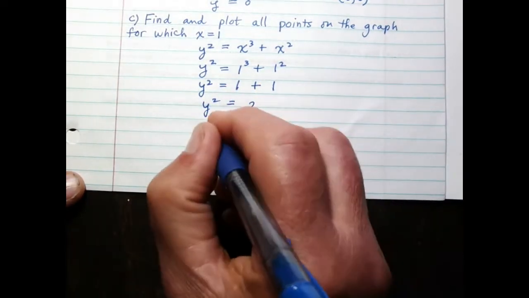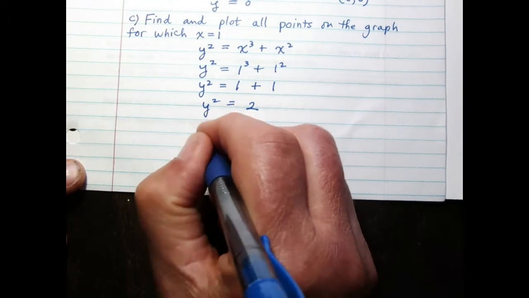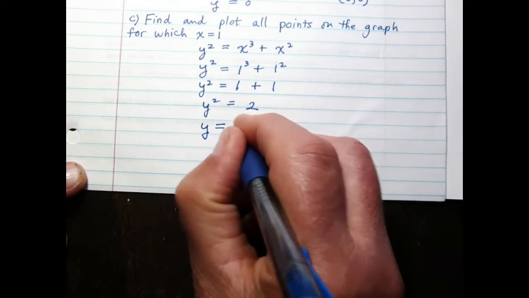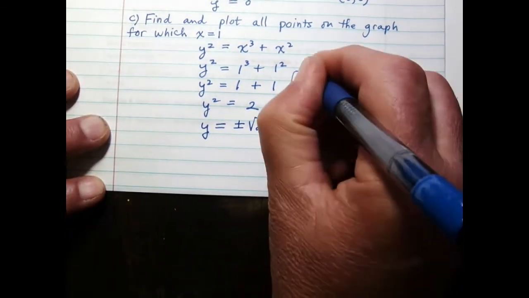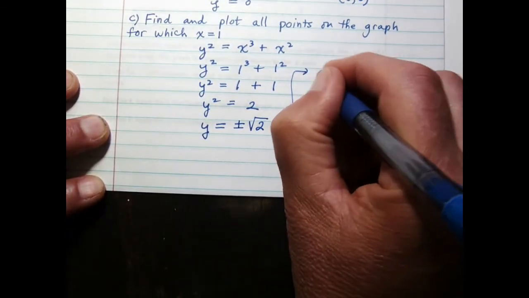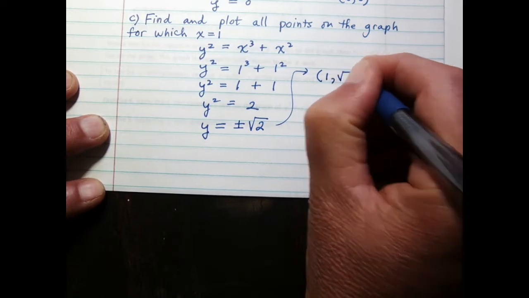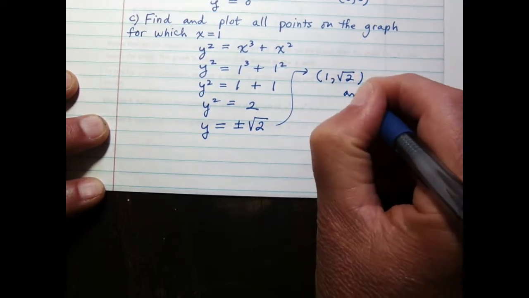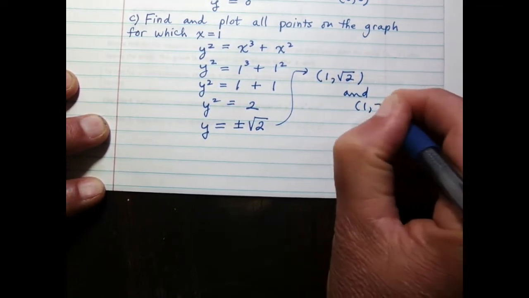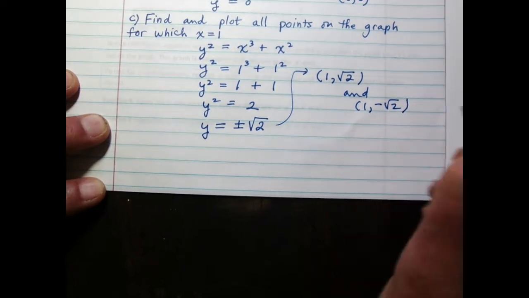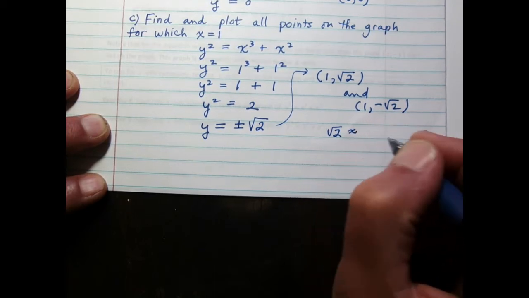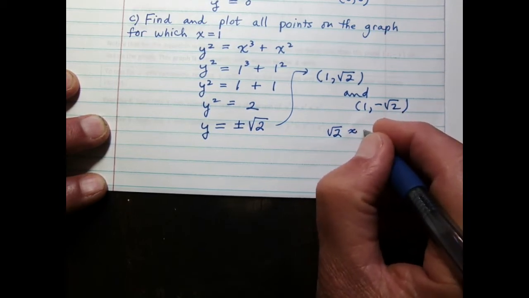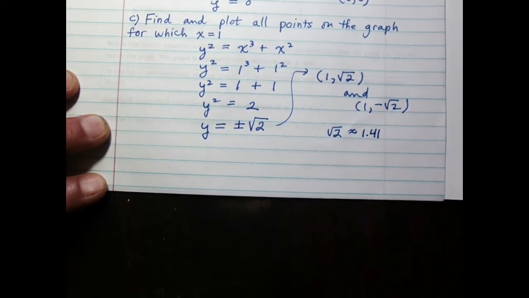So now I actually do have some square roots here that I can take, right? y is going to be plus or minus the square root of 2. And I have two solutions for when x is 1. One positive square root of 2 and one negative square root of 2. Square root of 2, again, for point plotting purposes, I would go to my calculator and get a decimal. It's about 1.41.